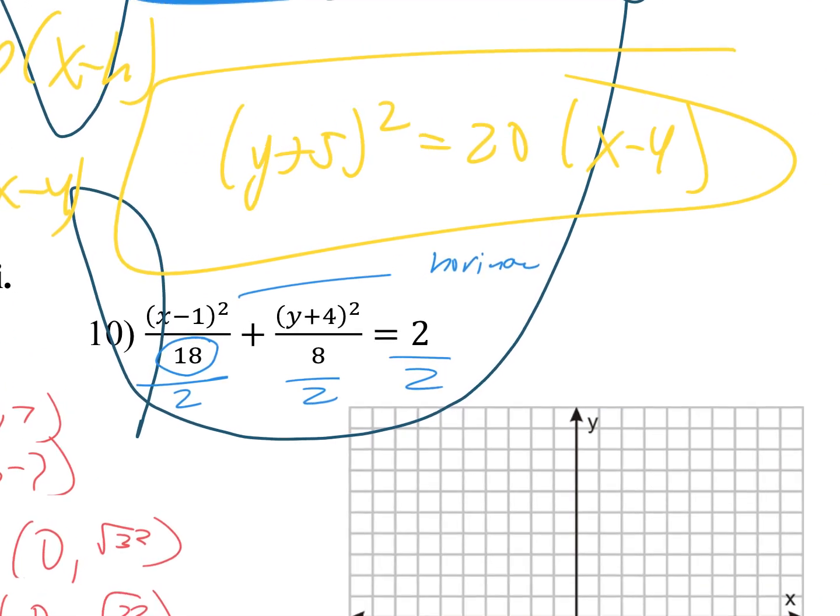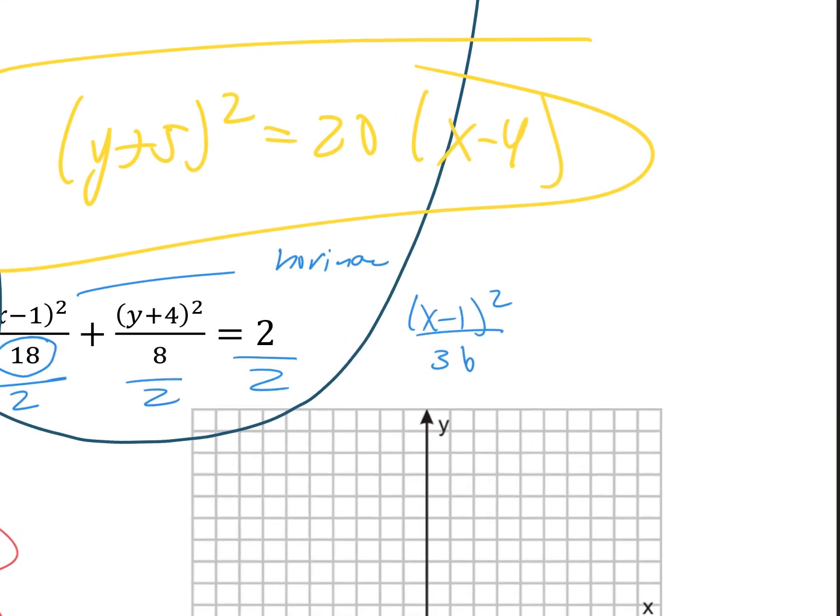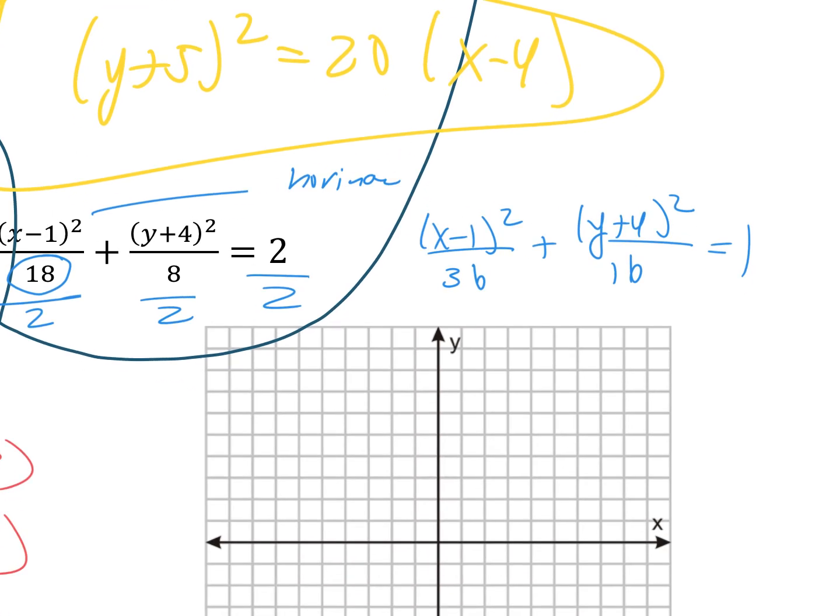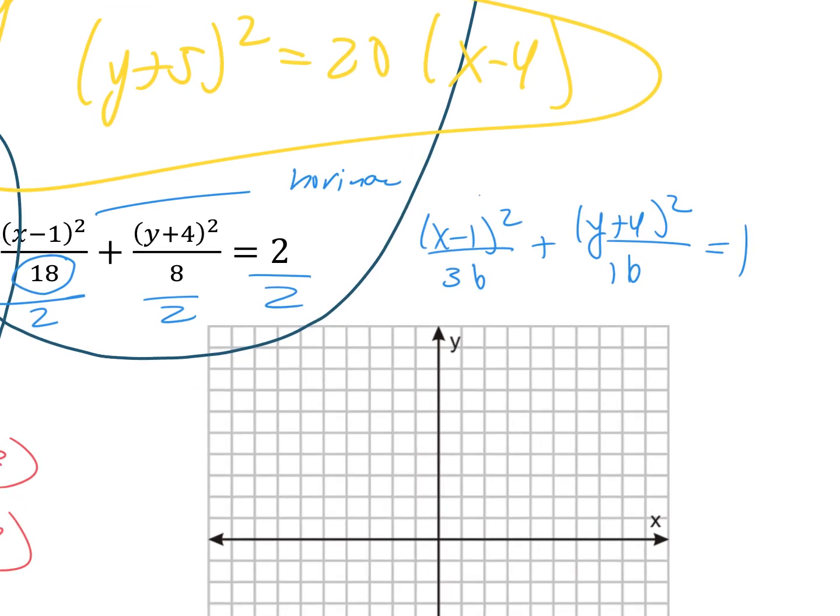So this is going to become x minus 1 squared over 36 when you keep change flip, 18 times 2. And then plus y plus 4 squared over 16 when you keep change flip, and then I have 1. So now I can say, oh, wait a second. Yes, this still is a horizontal, which is what we said it was from the beginning. But remember, you've got to be set equal to 1. What is this value here?